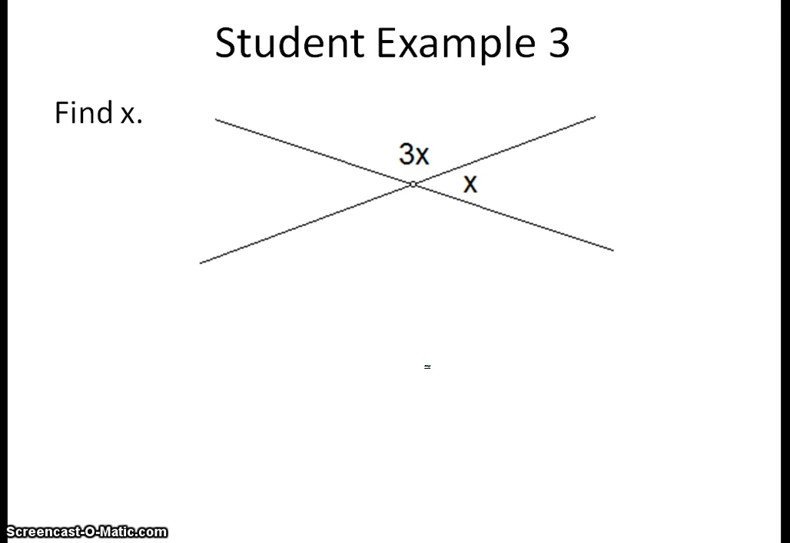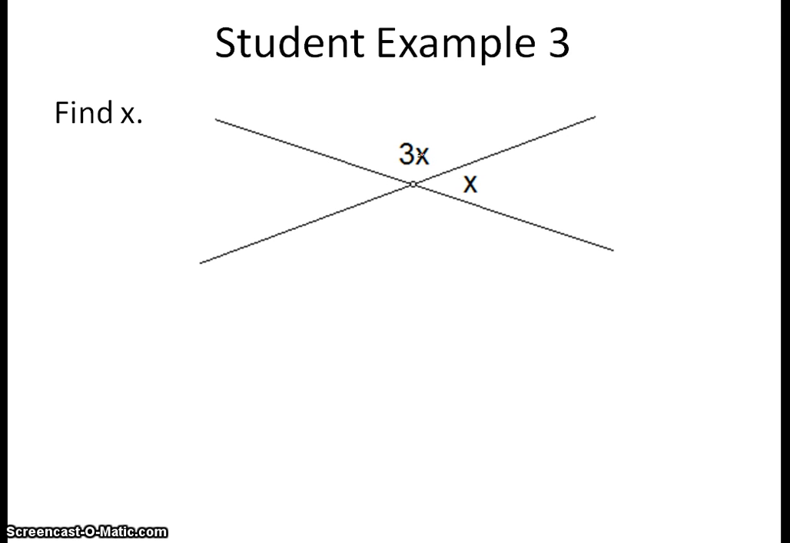Alright, and our very last example, student example number 3. So now this says to find x. Well, we know a couple of things about this thing. We know that the two angles that are across from each other are vertical angles. So like this angle and this angle here are vertical. This angle and this angle here are vertical.